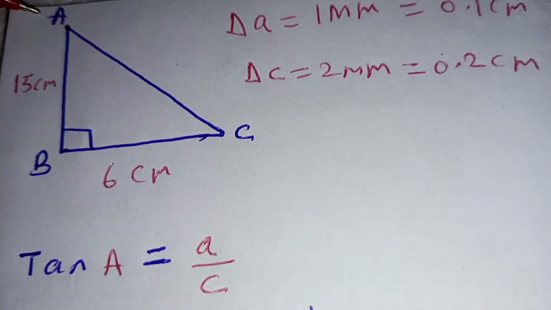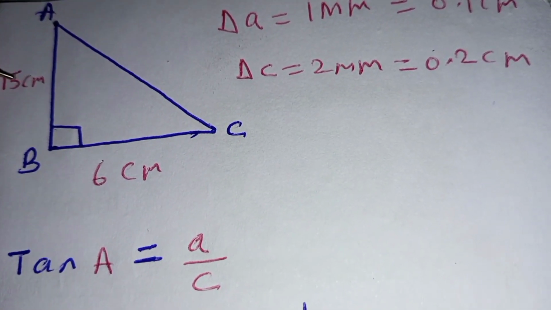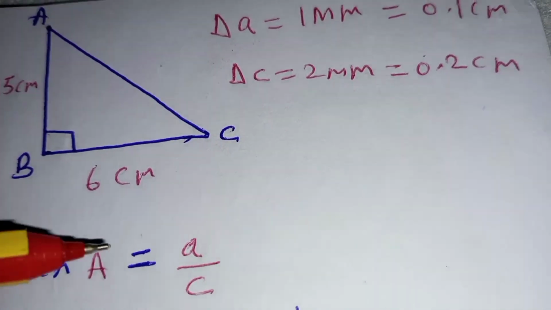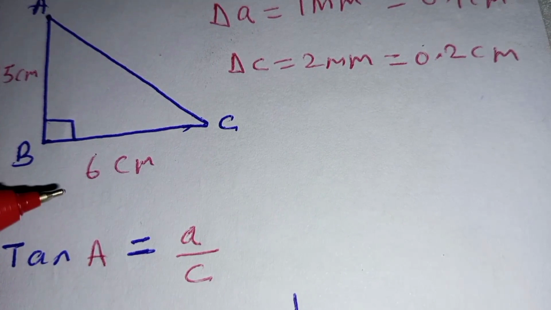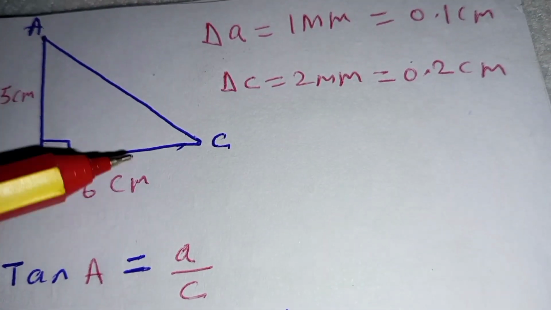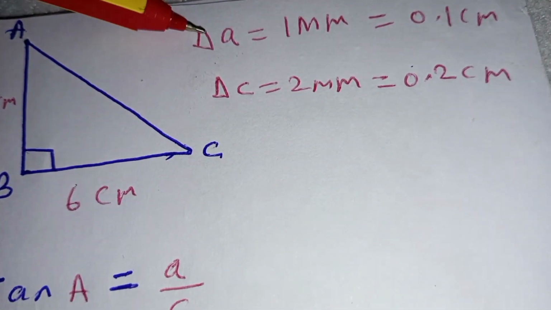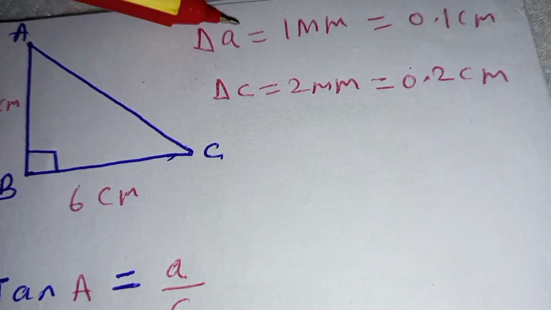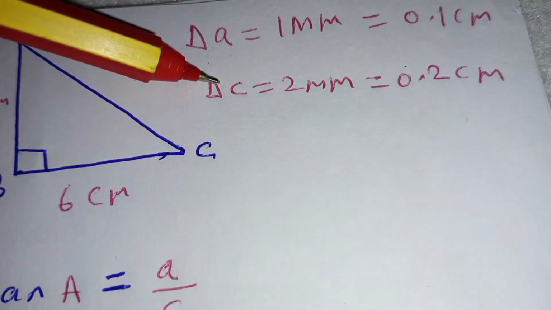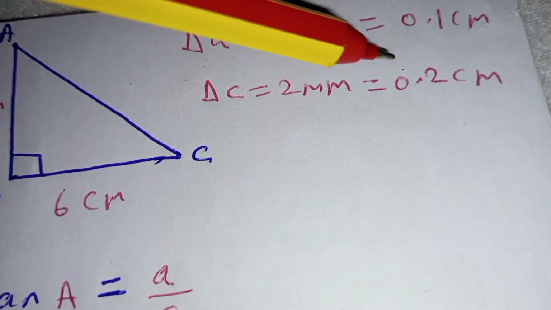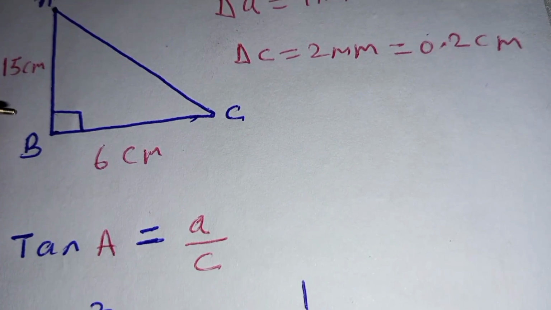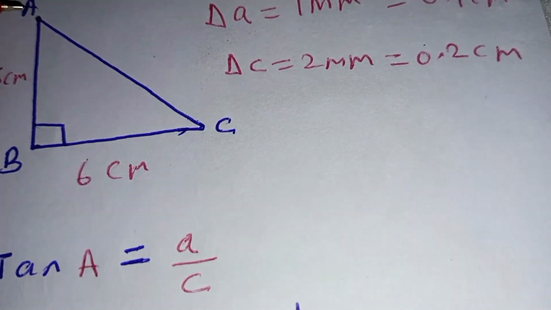You are given this question whereby you are told this side is 15 centimeters, that is opposite to C, and this other side is 6 centimeters. You are told the error in A is 1 millimeter, which is equivalent to 0.1 centimeter, and the error in C is 2 millimeters, which is equivalent to 0.2 centimeter. So the question is, determine the error which is obtained in calculating A.